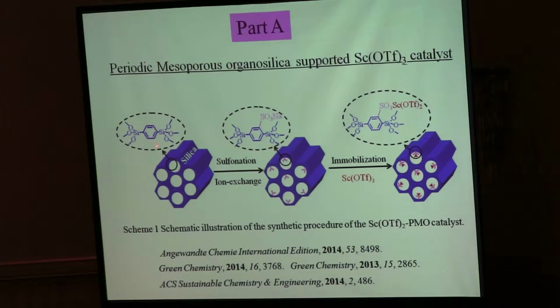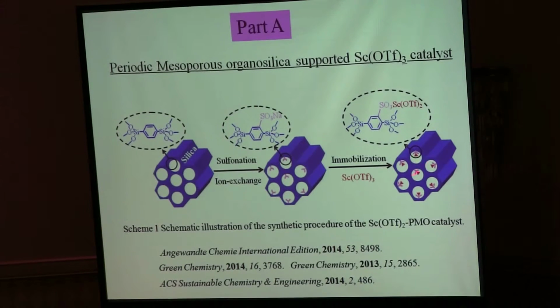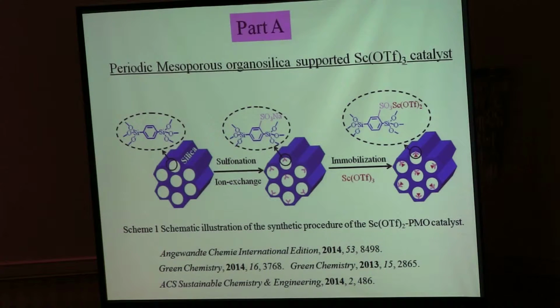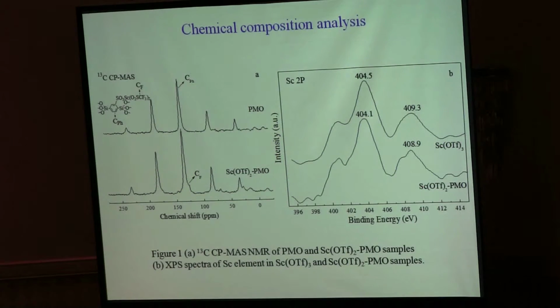You see how we make this solid Lewis acid. We choose the benzene-bridged organic-inorganic mesoporous silica. We transform the benzene to a functional ligand, and react it with scandium triflate, and generate the phenyl solid Lewis acid. And firstly, we want to determine the chemical composition.